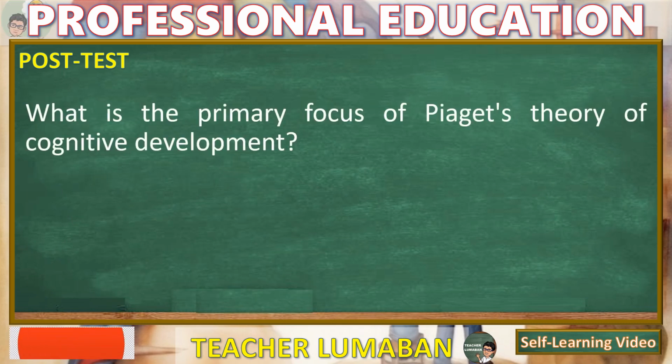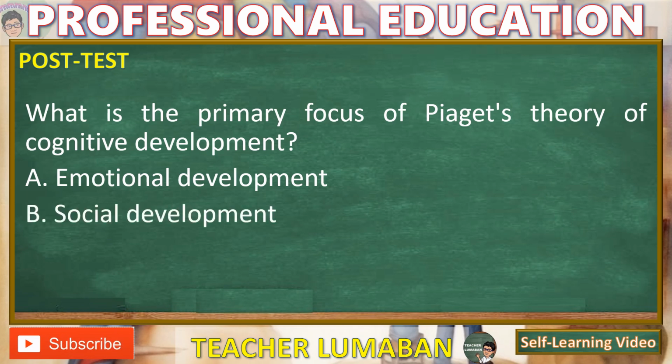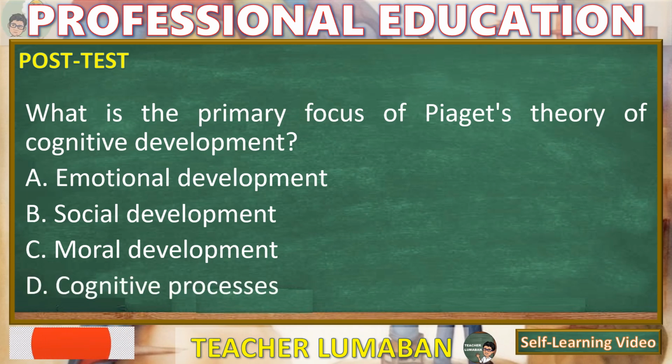What is the primary focus of Piaget's theory of cognitive development? A. Emotional development. B. Social development. C. Moral development. D. Cognitive processes.